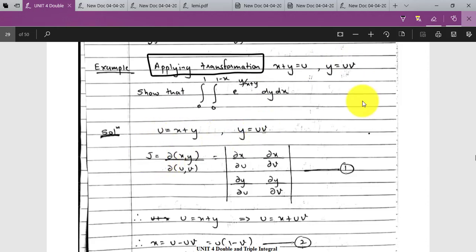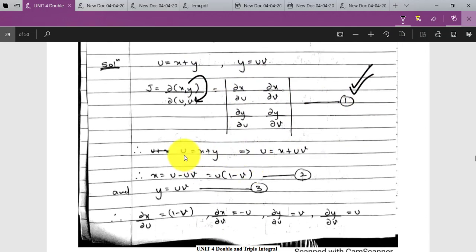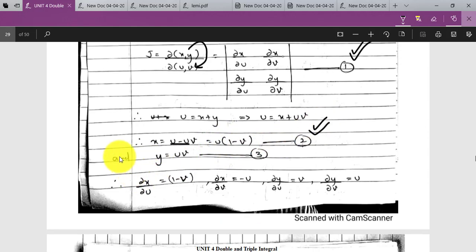Given is x plus y is equal to u and y is equal to uv, and since I need to transform x, y to u, v, this is the Jacobian J, and let me consider this as equation 1. Now, u is equal to x plus y, so I can write u is equal to x plus uv, because the value of y is uv. Therefore x is equal to u minus uv, which is u in the bracket, taking u common outside, 1 minus v. This is my equation 2, and y is equal to uv is my equation 3.